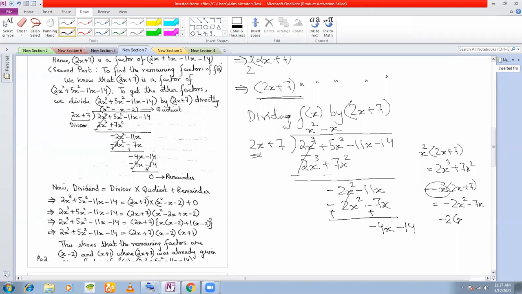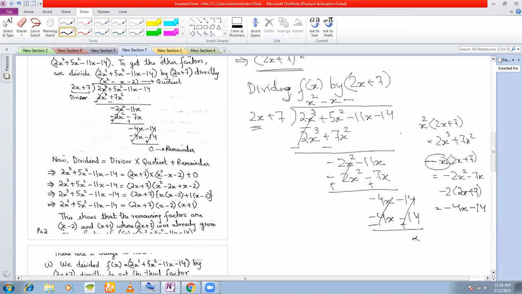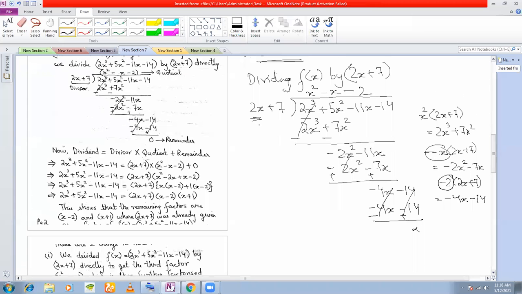Okay, now we'll come to the next step. You need to multiply 2x by minus 2 to make it minus 4x. So you have minus 2 into 2x plus 7. So you get minus 4x minus 14, right? So you get a 0 here. And here you will write what you have multiplied this 2x plus 7 by: minus 2. So what have we got? You see that you're getting a remainder 0. This is your quotient, right?